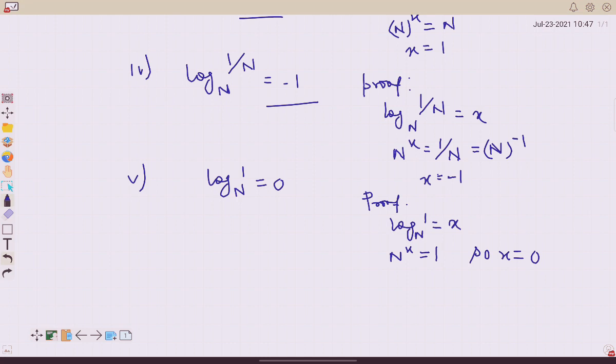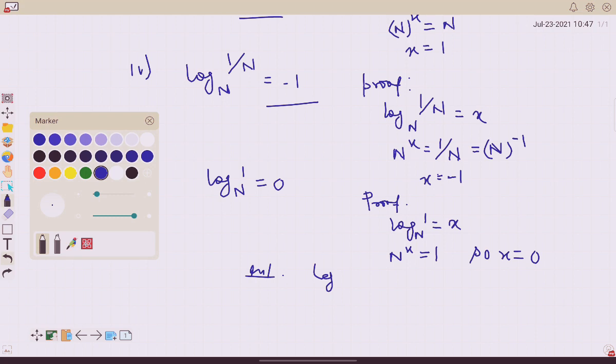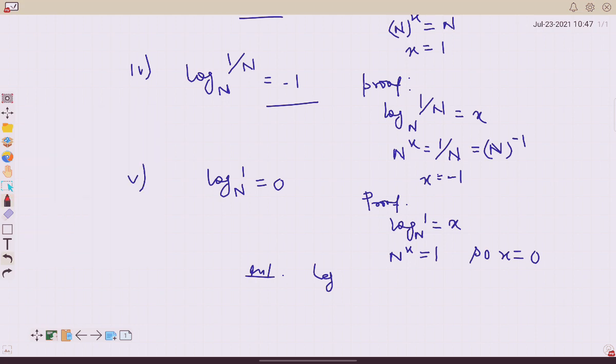The question is given: log tan 70 degree, which means this question is related to log as well as trigonometry. So try to solve this question. Log tan 70 degree, and our base value is tan 20 degree. So what can we write?